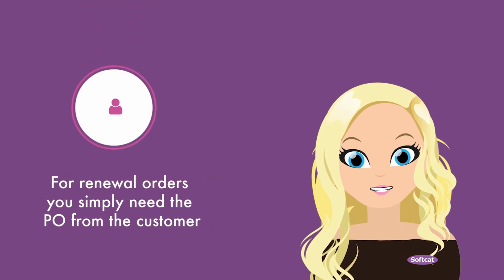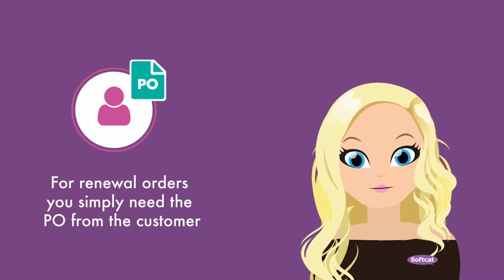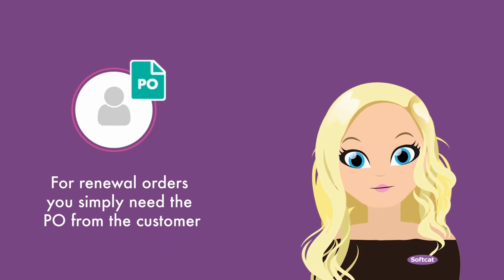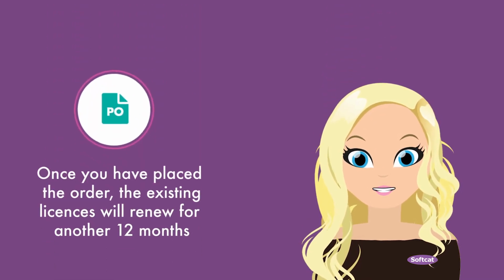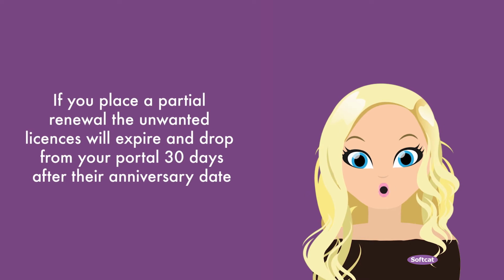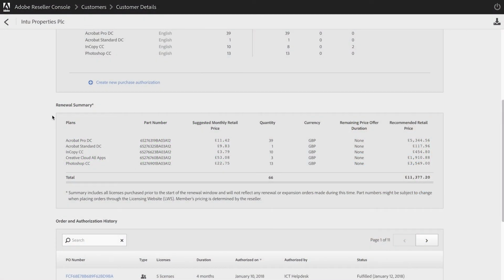For renewal orders, you simply need the PO from the customer. The customer doesn't need to action anything via their portal prior to this. Once you've placed the order, the existing licenses will renew for another 12 months with no disruption. If you place a partial renewal, the unwanted licenses will expire and drop from your customer's portal 30 days after their anniversary date. Ask a sales support for your customer's renewal summary.